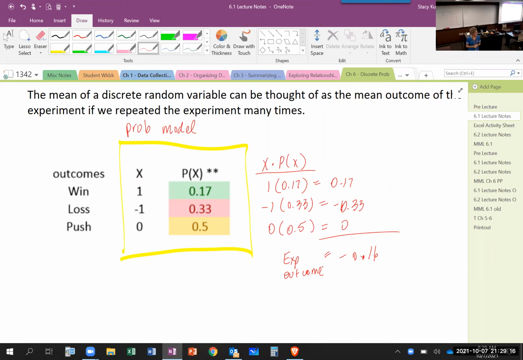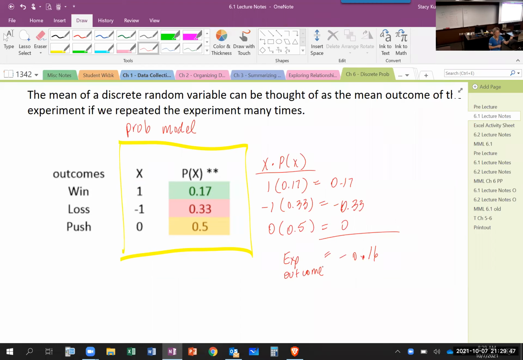What is it? Don't just tell me it's -0.16. What does it mean? It means you'll lose money. How much? That's right, I will lose money. How much am I losing? Not $16. Not 16%. 16 cents. Right? 16 cents, 0.16. Okay, that's the average.